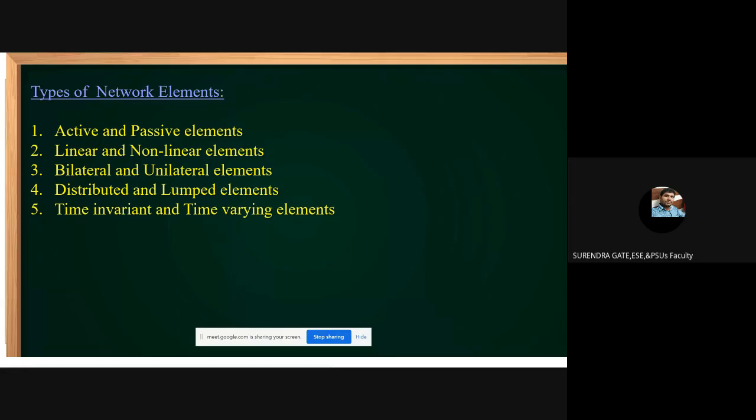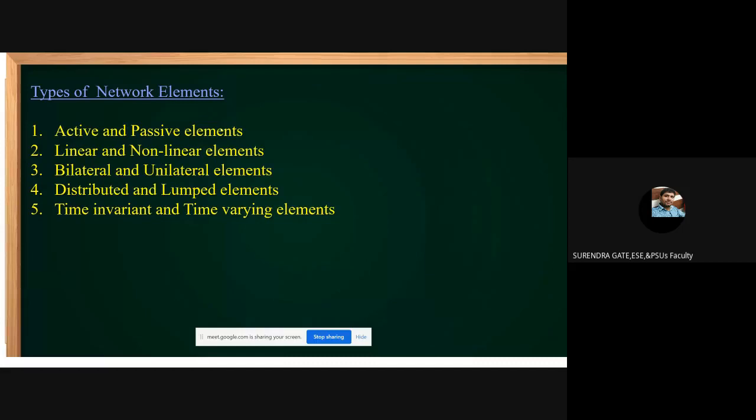Mainly in circuits or networks, the elements are broadly classified into 10 types. Active and passive, 2 types. Linear and non-linear, 2 types. Bilateral and unilateral, 2 types. Like that, 5 into 2, 10 types of elements in networks or circuits.